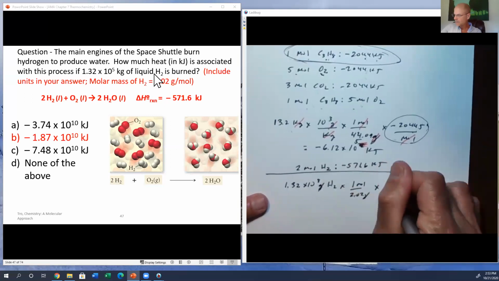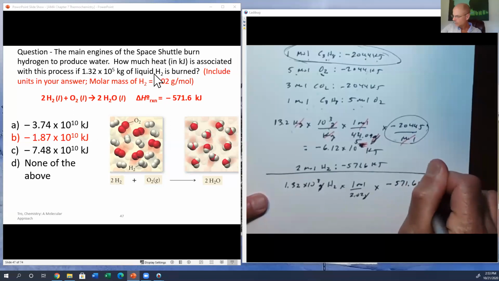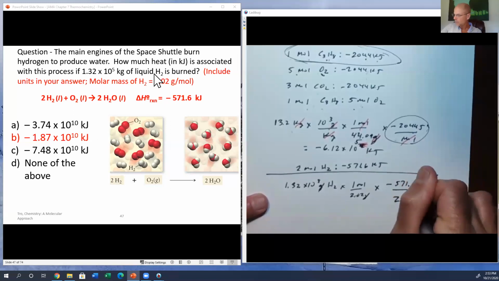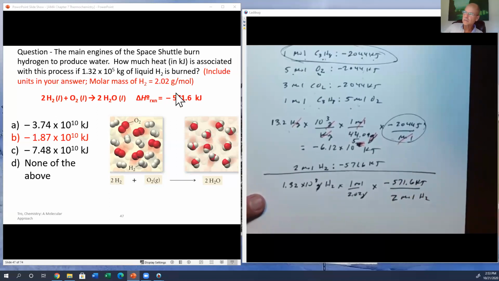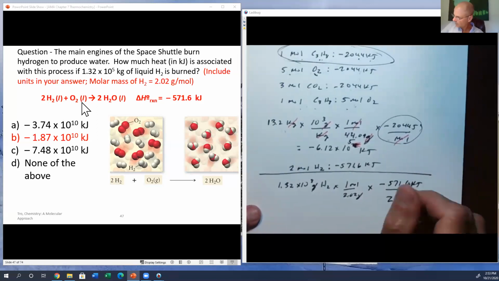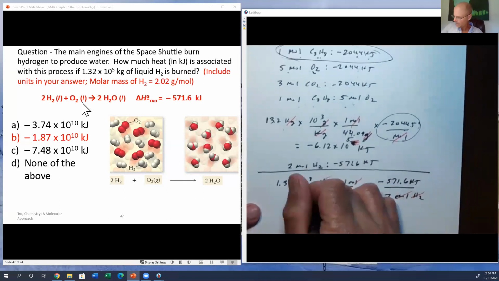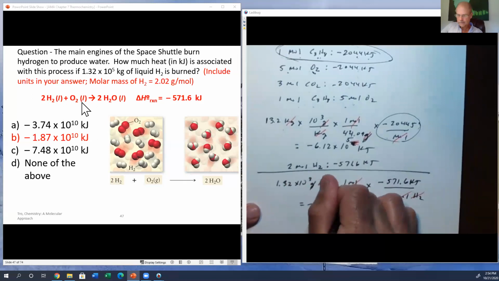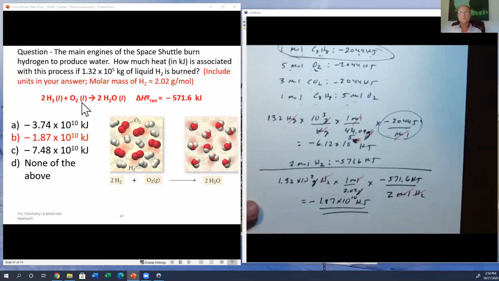And then times, and here's the important part, minus 571.6 kilojoules for every 2 moles of H2, right? And why the 2? Because notice there's this much energy being given off for every 2 moles of this, okay? So this all cancels, right? And you get kilojoules, and that's equal to negative 1.87 times 10 to the 10 kilojoules.